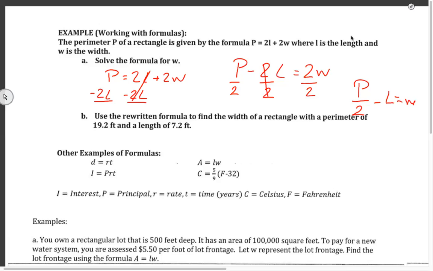And how do I know that? Because I bought some fencing and I had to build a fence. You did. Yeah. And I used this.